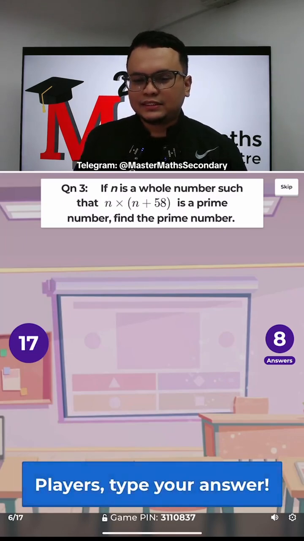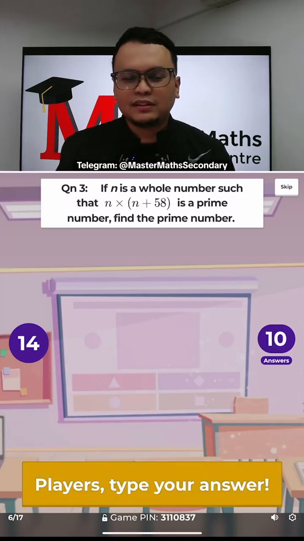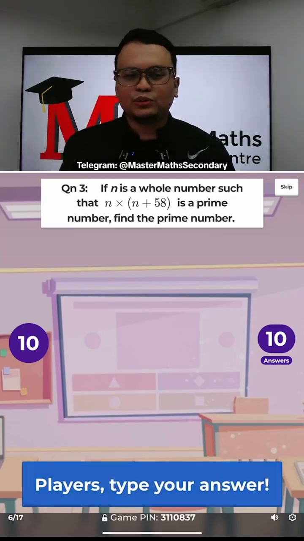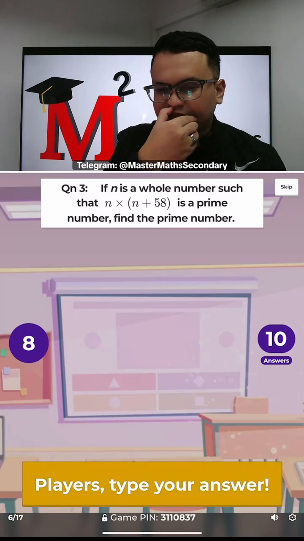You must ask yourself, what's the definition of a prime number? Only when you understand the definition of a prime number will you be able to answer this question.